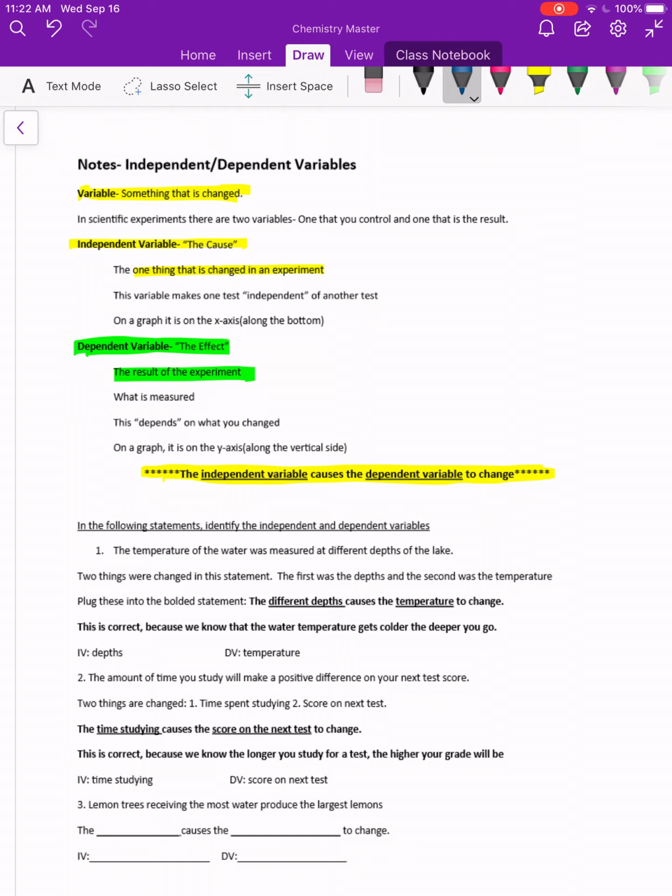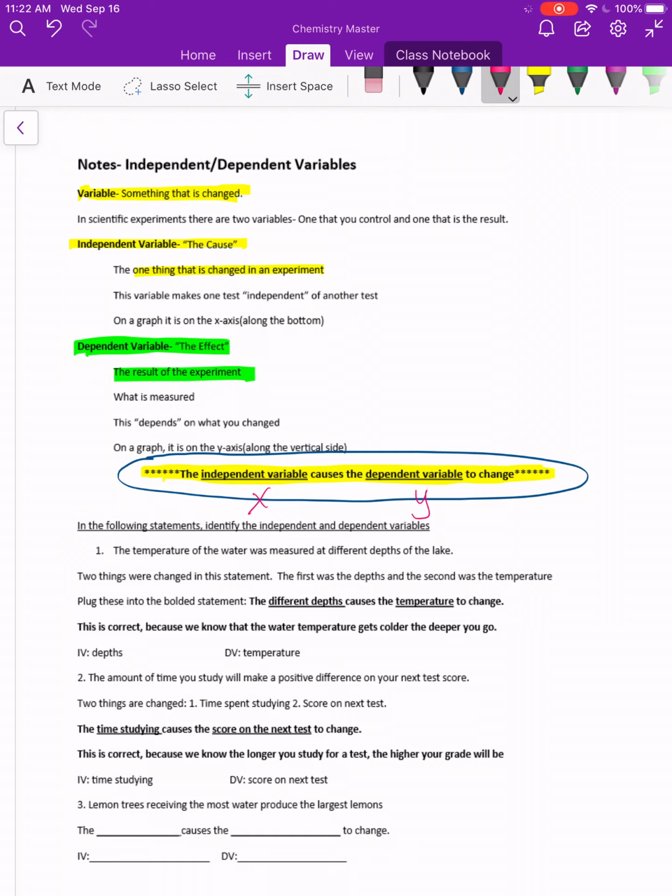So when I'm trying to figure out the difference between the independent and dependent variable, this is the question I usually ask myself: did this X cause Y to change, or did Y cause X to change? So that's usually how I look at it.